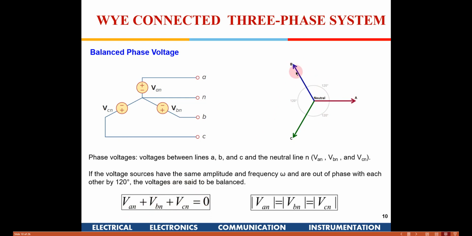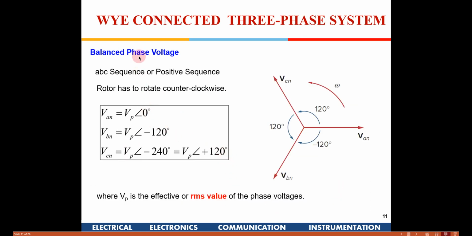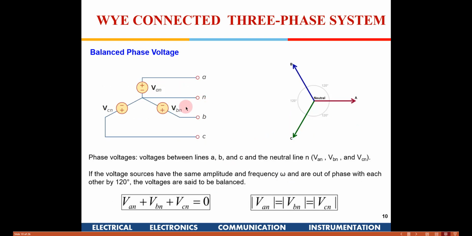If you do the vector addition, the vector addition of these two will generate a vector like this, and they will get cancelled by each other. So the vector sum of all these three voltages is 0 for a balanced phase network, and also the magnitude of these three will be the same. This is what a balanced phase means. We have got to remember these things. Again, these voltages are known as the phase voltages.